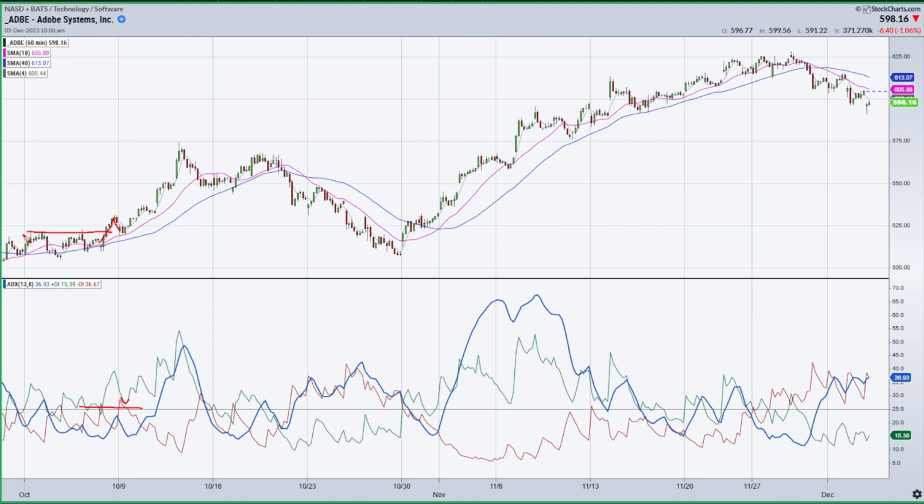Now, what I want to see on price is it needs to be trending at that point. Most of the time, it's the start of a new breakout pattern and you're getting a pullback. And that's what this is telling us. And that's the beginning of a new move to the upside.